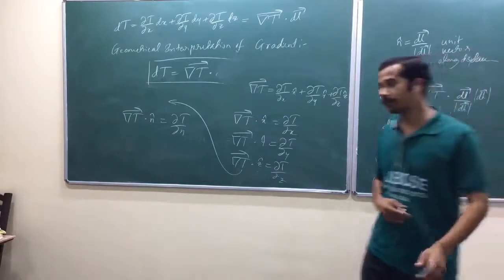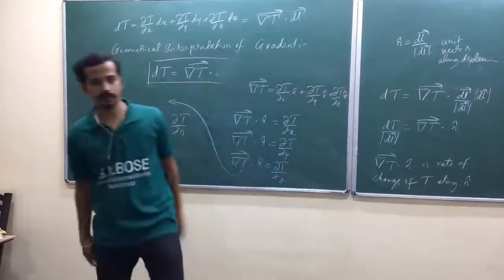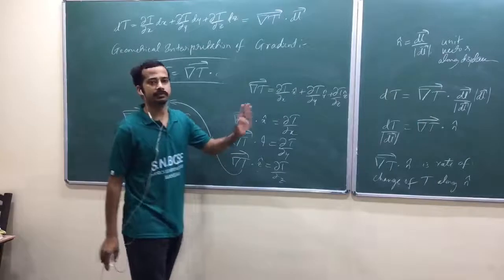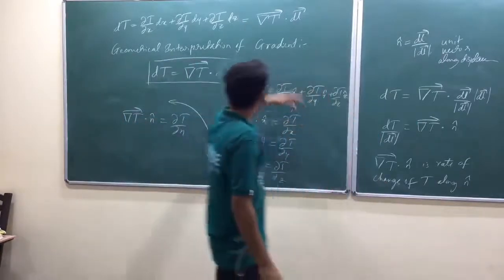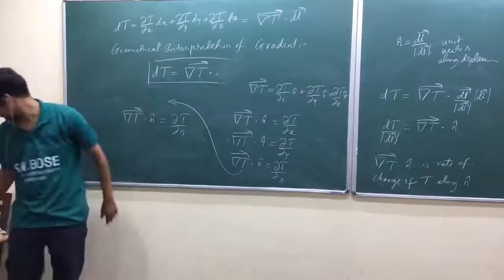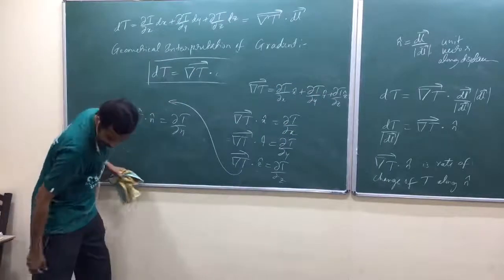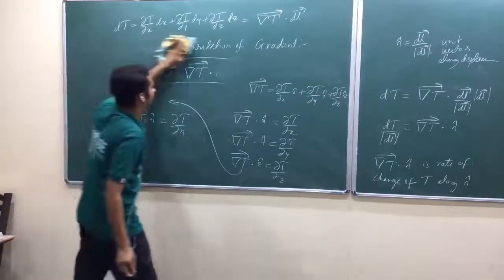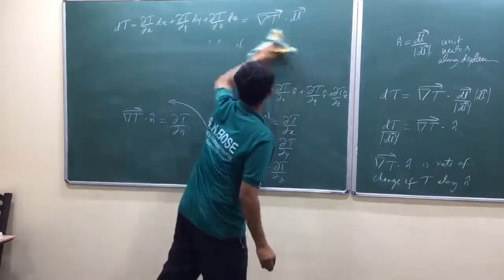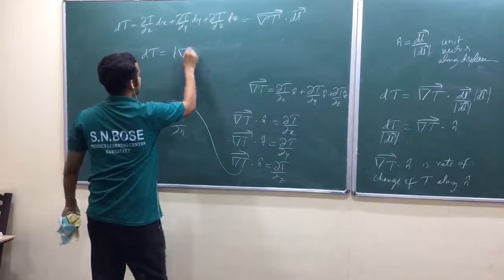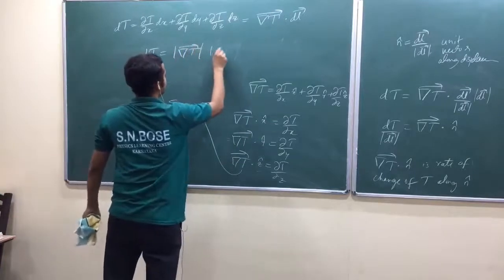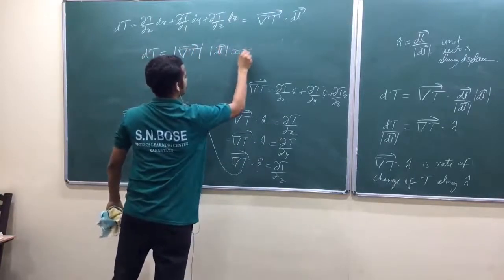The modulus of the gradient is the maximum rate of change. Isn't it? Now again go to this equation and think over it. If you haven't understood any of this idea, start writing this one again. What is this? dt is equal to mod del t, mod dl into cos theta.